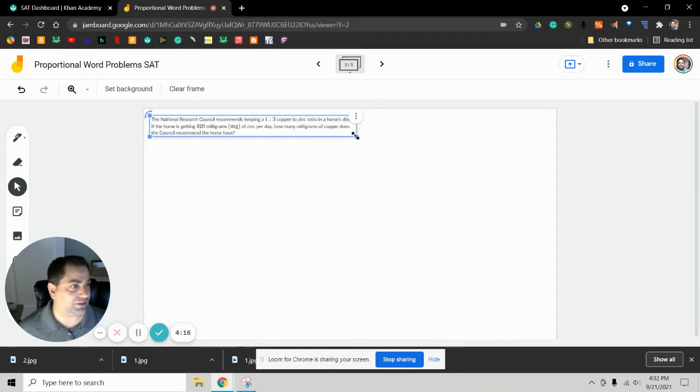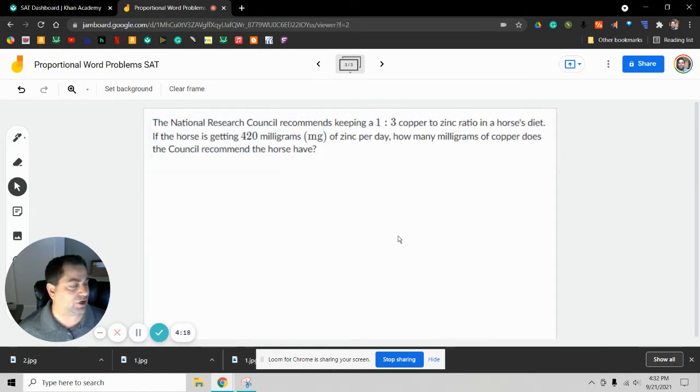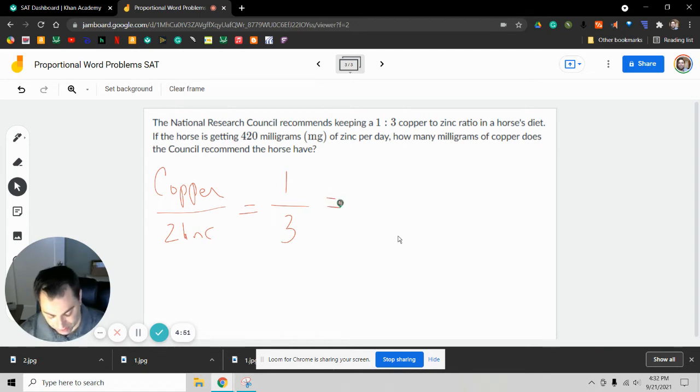This question says, the National Research Council recommends keeping a 1:3 copper to zinc ratio in a horse's diet. If the horse is getting 420 milligrams of zinc per day, how many milligrams of copper does the council recommend the horse should have? So again, we have a copper to zinc ratio. And initially, it's 1:3, 1 copper to 3 zinc. It then goes on to say that there's 420 milligrams of zinc in the horse's diet.